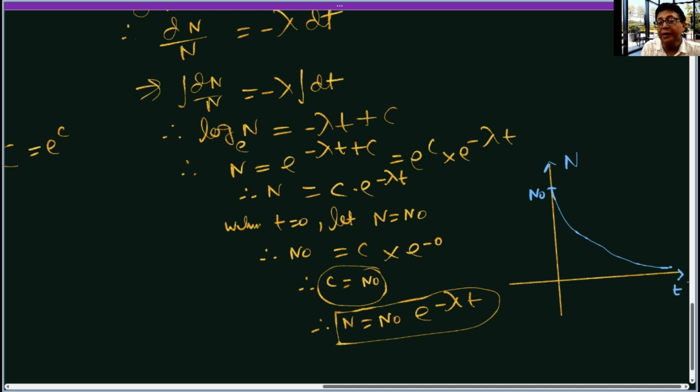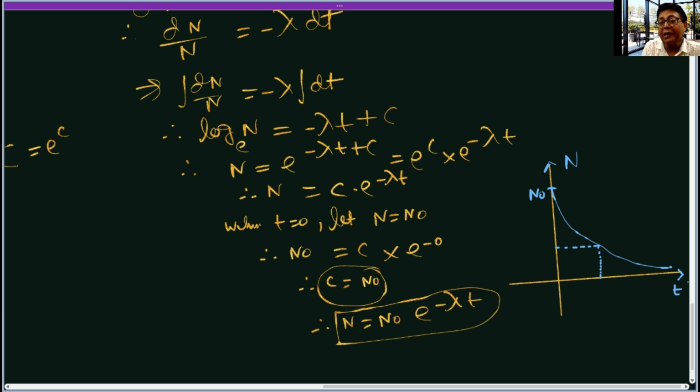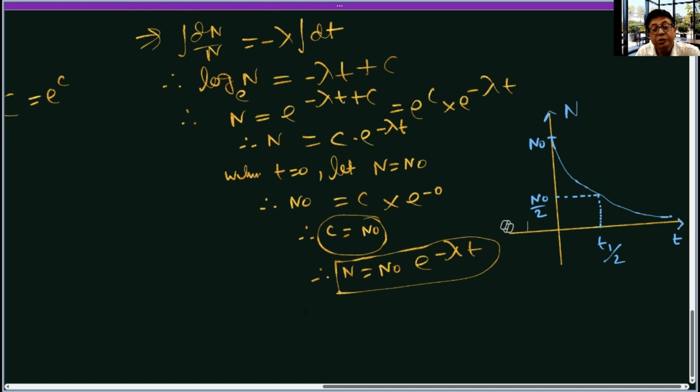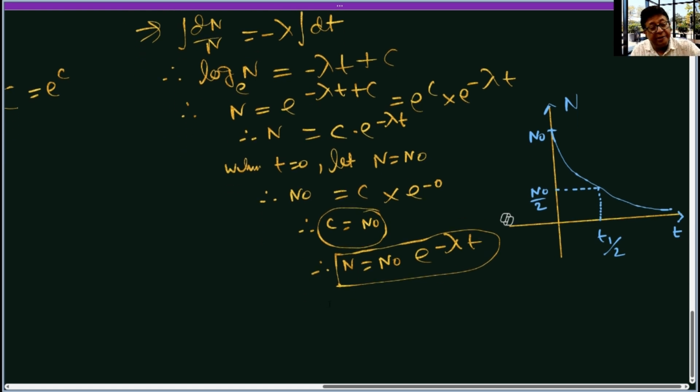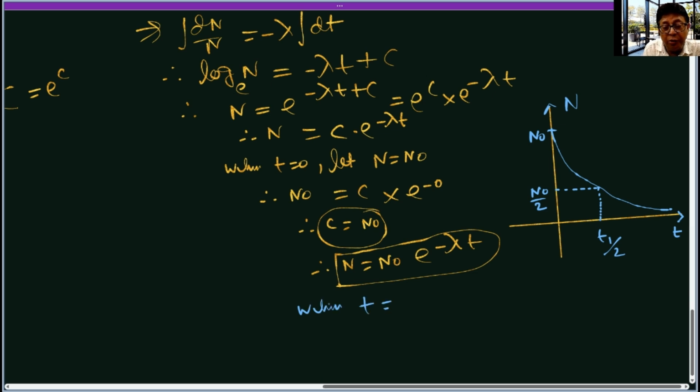When the substance becomes half of the initial value, when it becomes n0 by 2, the time required is called the half-life. Sometimes you need to calculate a half-life. So what is half-life? Let me explain in a decay problem. Now when t equal to t half, n equal to n0 by 2.